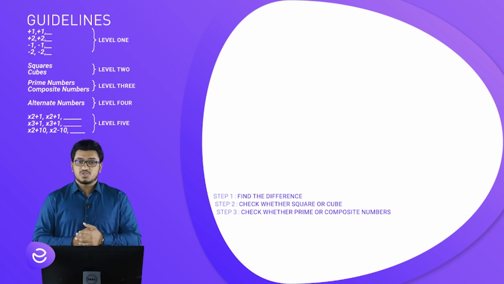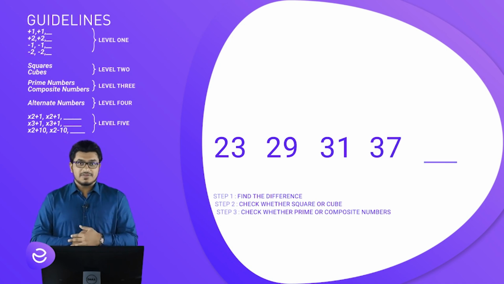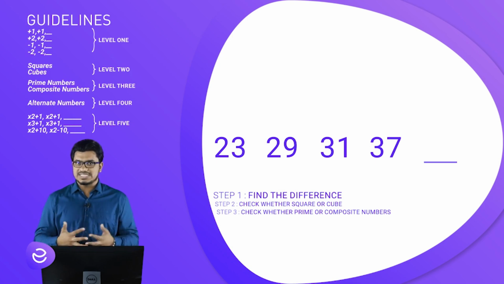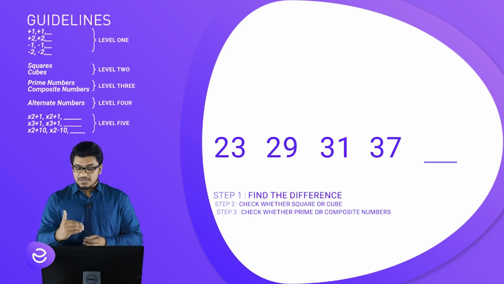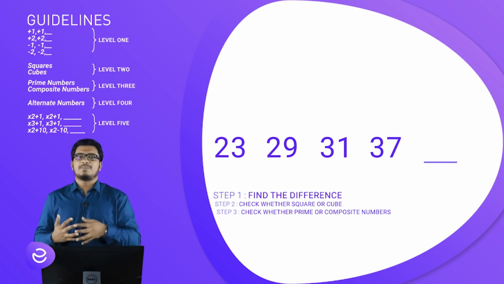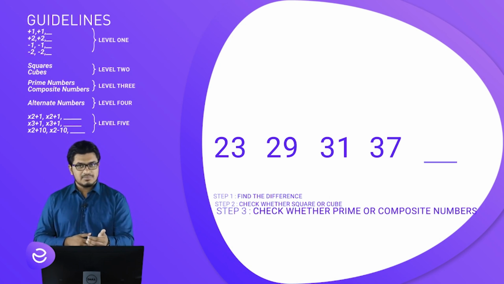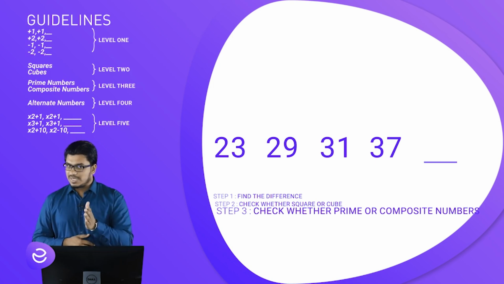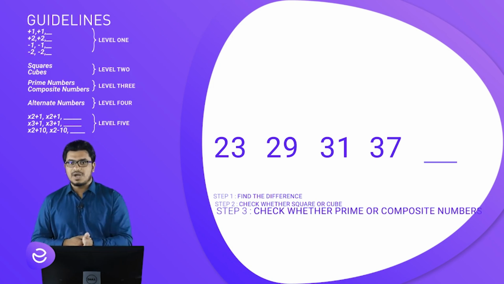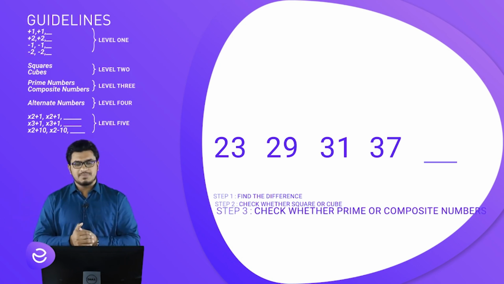Take the next example. 23, 29, 31, 37, dash. If you go and check the difference, the first thing you do is check the difference. You get 23 plus 6 is 29. 29 plus 2 is 31. 31 plus 6 is 37. So you actually get a series, but that is not a proper series. So here when you check for prime numbers, you get that 23 is a prime number. Then the next prime number is 29. The next prime number is 31 and the next prime number is 37. So you get that the next prime number will obviously be 41.